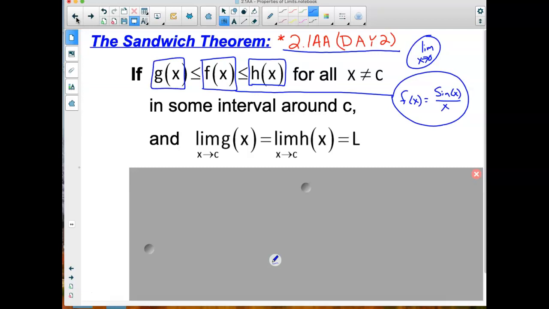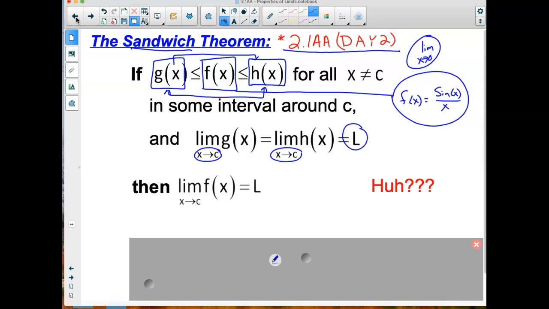And these two, g and h, okay, and their limits as they approach that c value. In this case, to prove this, my c value is 0. If the limit of g of x is the same as the limit of h of x, and that limit is L, because f of x is sandwiched between these two functions, then the limit of f of x as x approaches c has to be L.